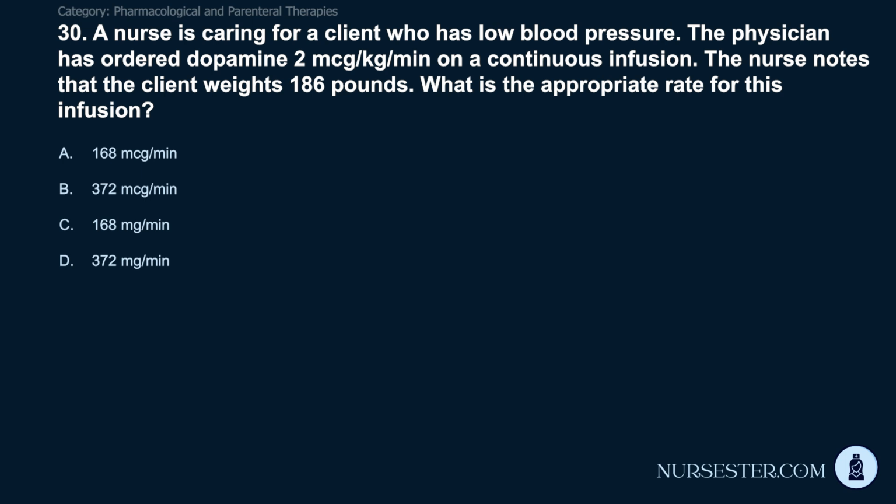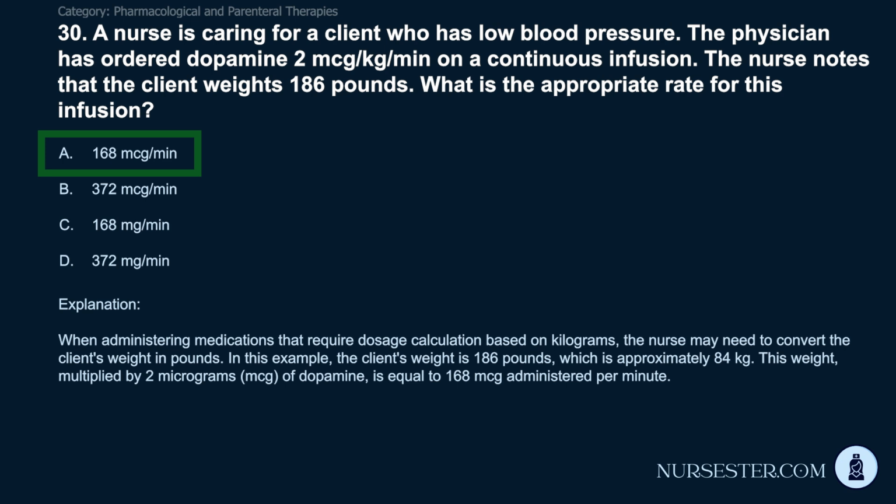30. A nurse is caring for a client who has low blood pressure. The physician has ordered dopamine 2 micrograms per kilogram per minute on a continuous infusion. The nurse notes that the client weighs 186 pounds. What is the appropriate rate for this infusion? A. 168 micrograms per minute, B. 372 micrograms per minute, C. 168 milligrams per minute, D. 372 milligrams per minute. Correct answer: 168 micrograms per minute.